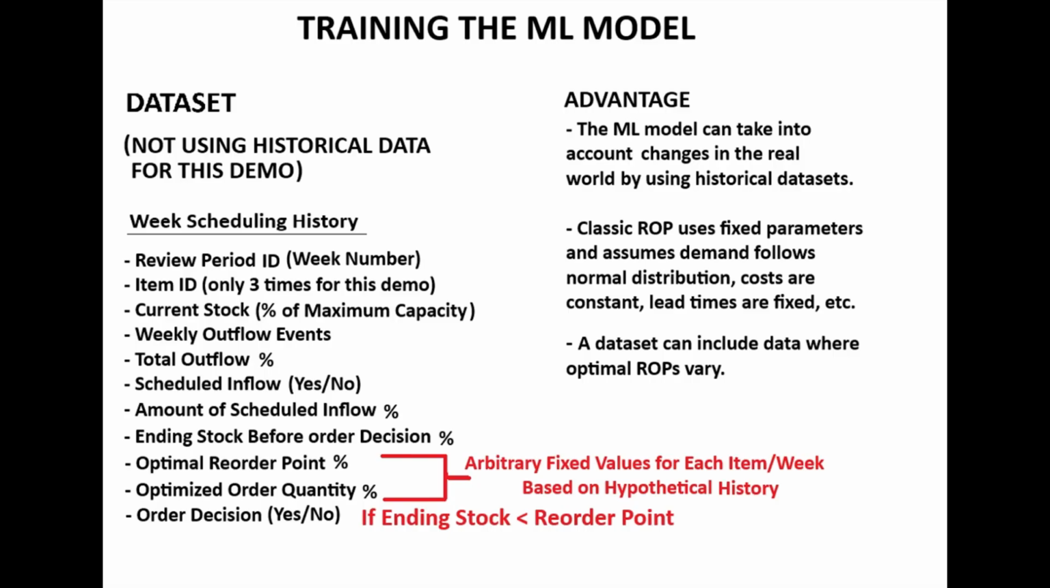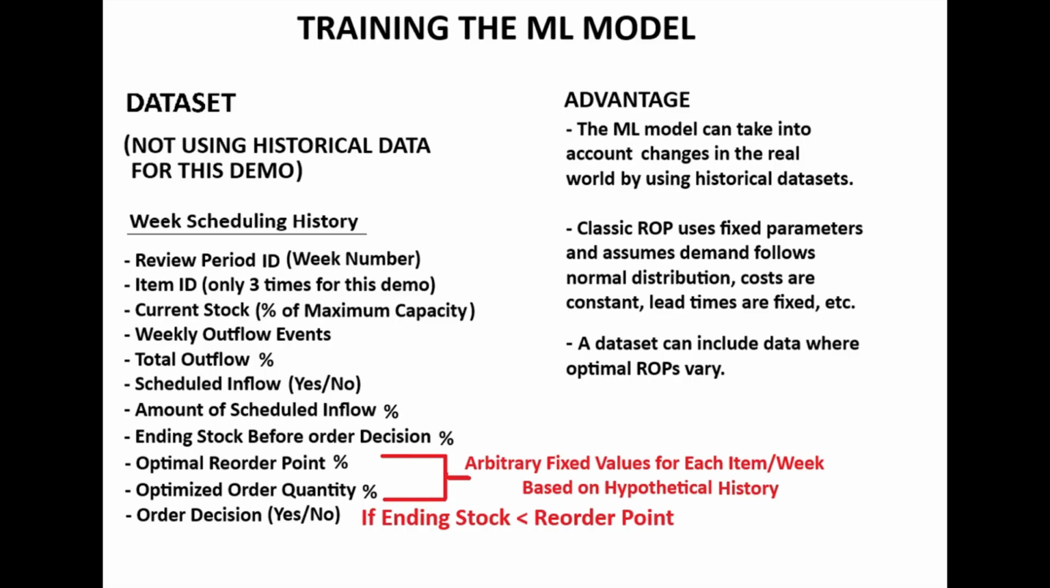So let's say current stock is 100% of capacity. It can go above or below 100%, but it cannot go below 0 for this demonstration. And also, we have weekly outflow events, total outflow, scheduled inflow, and amount of scheduled inflows, all of that in this historical data in different scenarios. Again, this historical data here has been made up for this demonstration. I'm just using arbitrary fixed values.